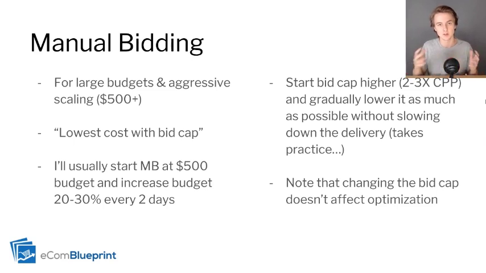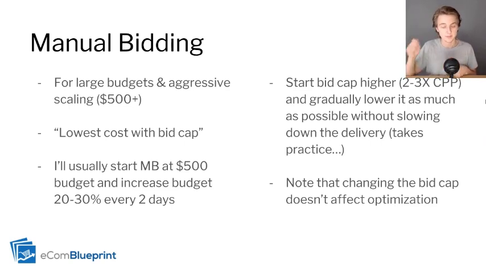So if you put a really low bid cap, Facebook is just not going to spend a lot on that audience, but sometimes you'll be able to get a few sales. And so that's one way you can do it as well. But what I like doing is starting manual bidding at $500 budget, and then increasing the budget 20 to 30% every 2 days, just increasing, not duplicating. And that's what I'll do.